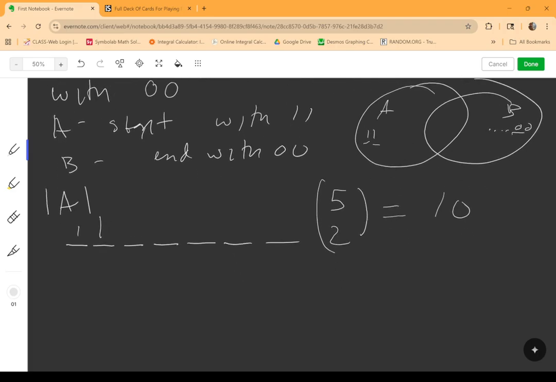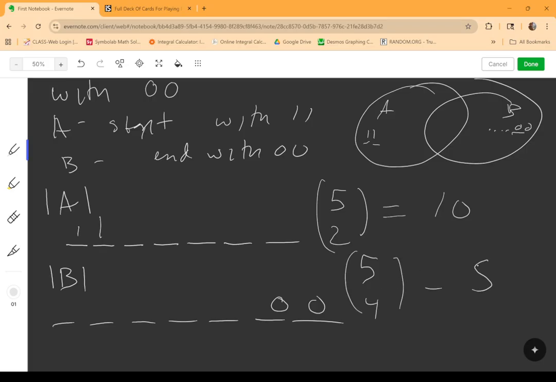Now for the cardinality of B. Here we have 0 0 at the end, which means we still have 5 places, but now we have 4 ones to play with. So this one would be 5 choose 4, and calculating this, that'll be 5 different ways.